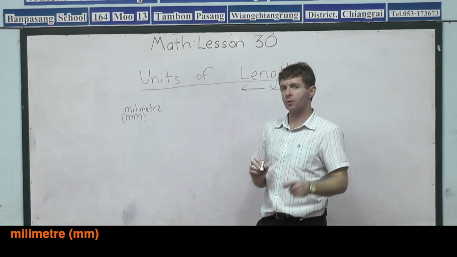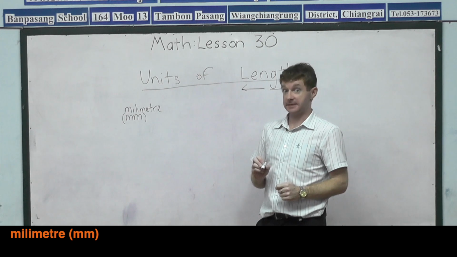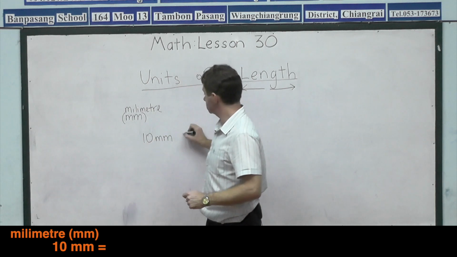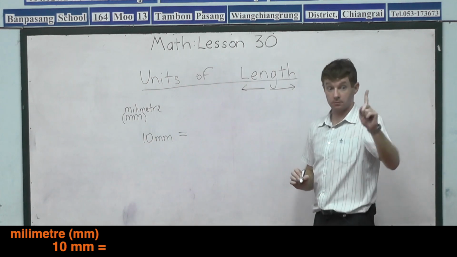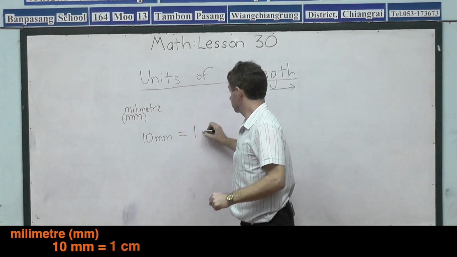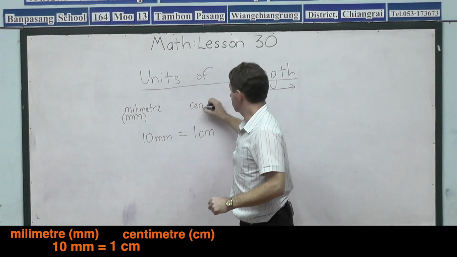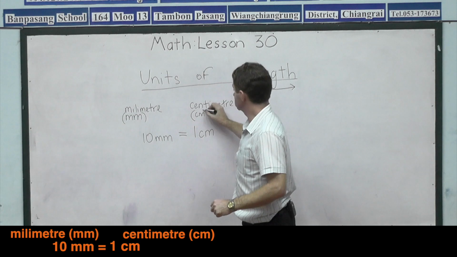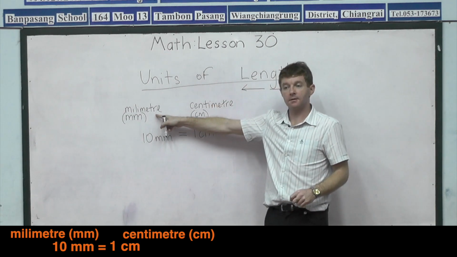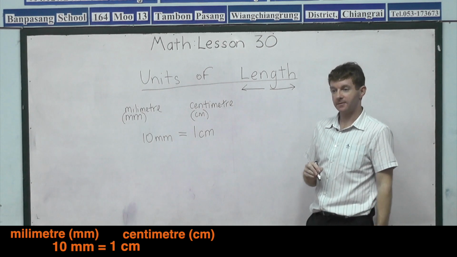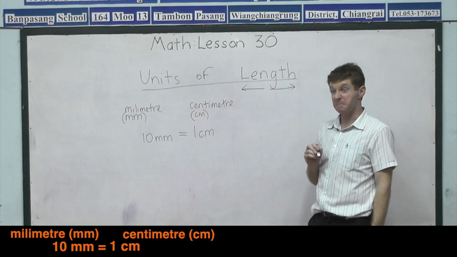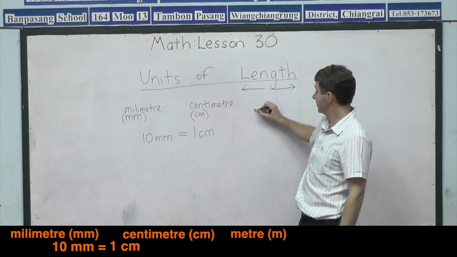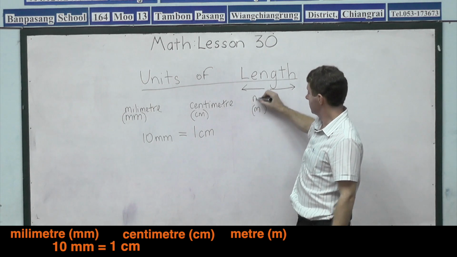How many millimeters for 1 centimeter? 10. Okay? So we can say 10 millimeters equals 1 centimeter. Centimeter, cm. Millimeter. Centimeter. What's next? Meter. So what does teacher need to write for meter? M. Only M. Meter.